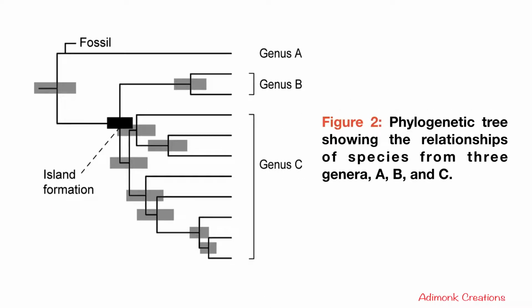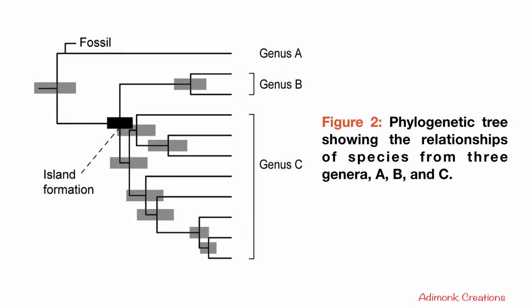Let's see figure 2. This figure shows the phylogenetic tree, which shows the relationship of species from three genera, that is A, B and C. Genera A and B are found on the mainland, whereas species of genus C are found on the offshore island that was formed by volcanic activity. The tree is drawn to an unspecified time scale so that the branch lengths are proportional to time.